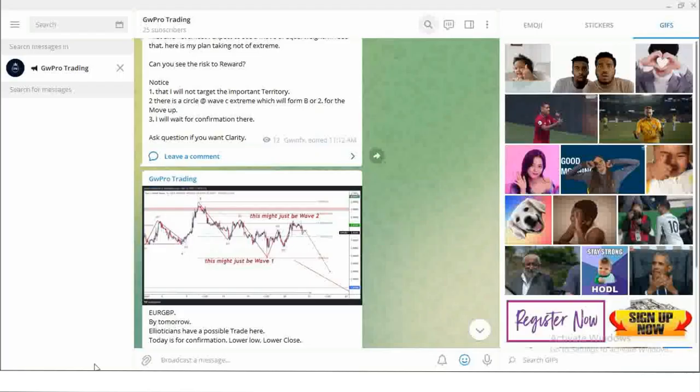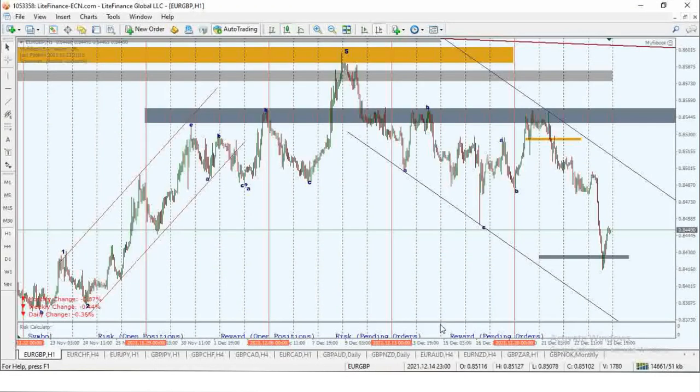Okay, so let's go ahead and see Euro GBP. All right, so Euro GBP hit that target. Okay, so we completed that one for the week. Okay, so this was a retest, and that was also done. 1 to 7 pip extension.